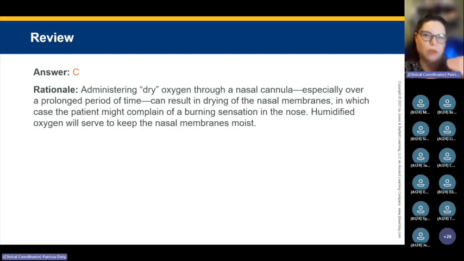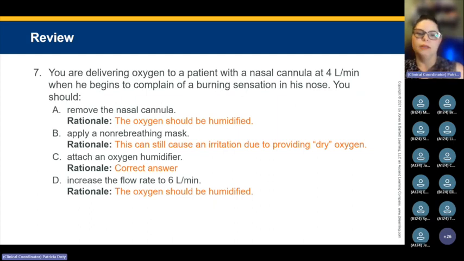But you don't want to leave that non-rebreather on for too long, if that makes sense. Because in the grand scheme of things, I would much rather you be upset with me because your nares are burning versus you're not breathing anymore. So the correct answer here is humidified oxygen, okay? Versus the other one. And it even states here with the non-rebreather, it still can cause irritation because it's a dry oxygen. So keep that in mind.